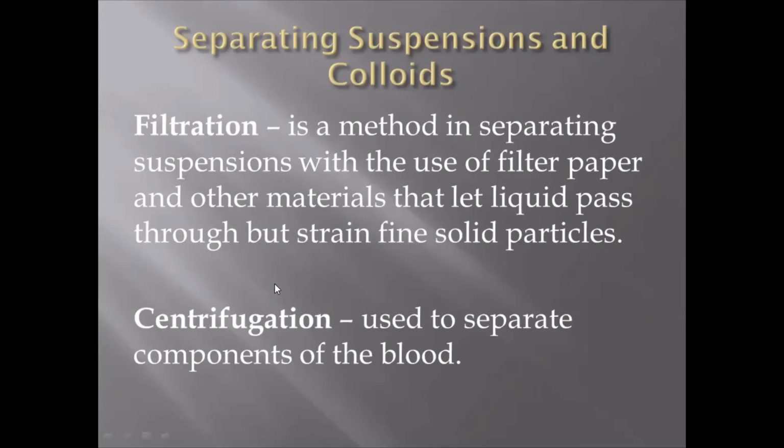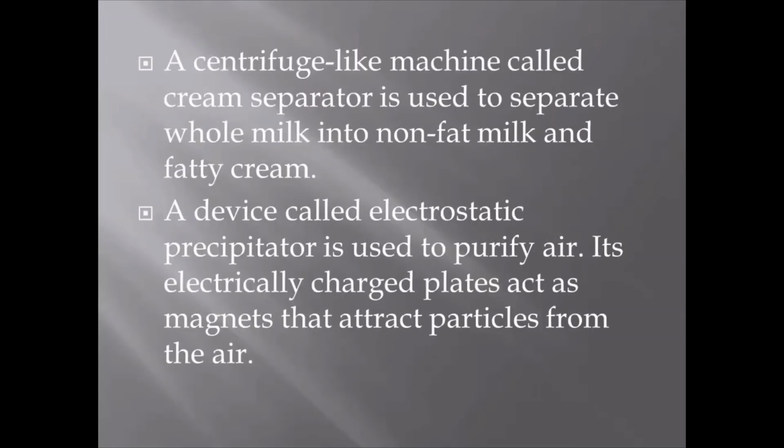Number 2, centrifugation. It is used to separate components of blood. A centrifuge-like machine called cream separator is used to separate whole milk into non-fat milk and fatty cream.